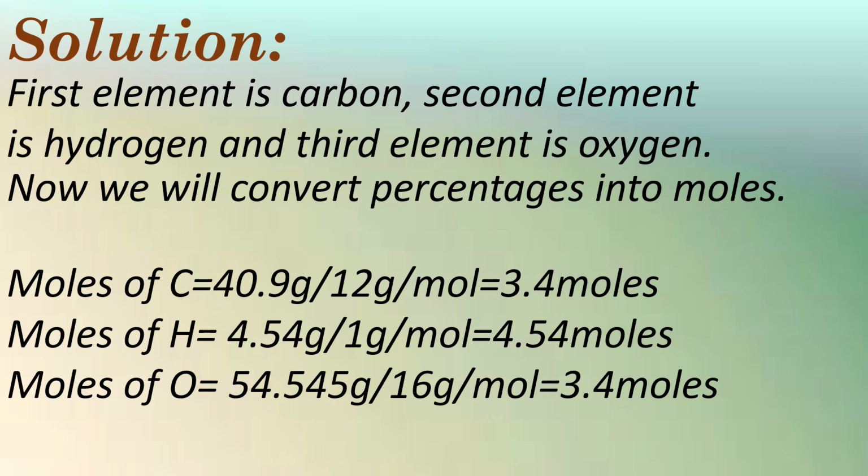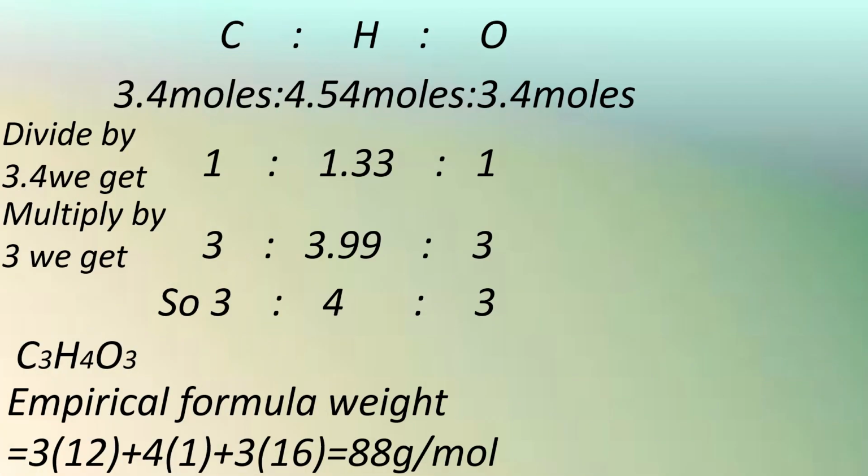Now we will compare the mole ratios. Now carbon is to hydrogen is to oxygen. We will write their moles. Carbon is 3.4 moles, hydrogen is 4.54 moles, oxygen is 3.4 moles. Because 3.4 moles is less than 4.54 moles, we will divide all these 3 moles by 3.4. We get 1 is to 1.33 is to 1.